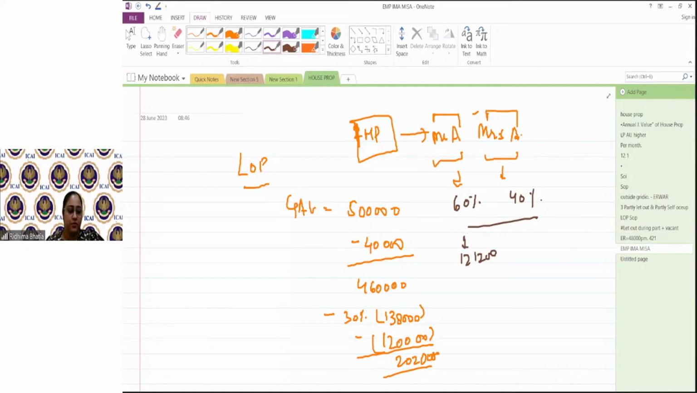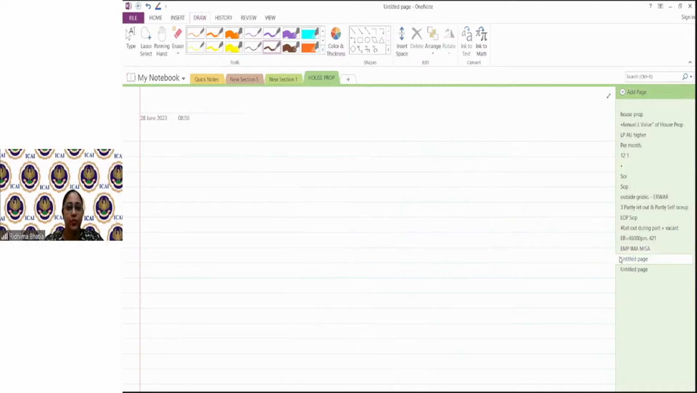And the remaining 40% would be the income of Mrs. A. Simple. On a co-ownership basis, you divide the income from house property. But my friends, there is one advantage when we get to know about co-ownership, and that advantage is in the case of self-occupied property. In self-occupied property, how? Let me tell you an example.